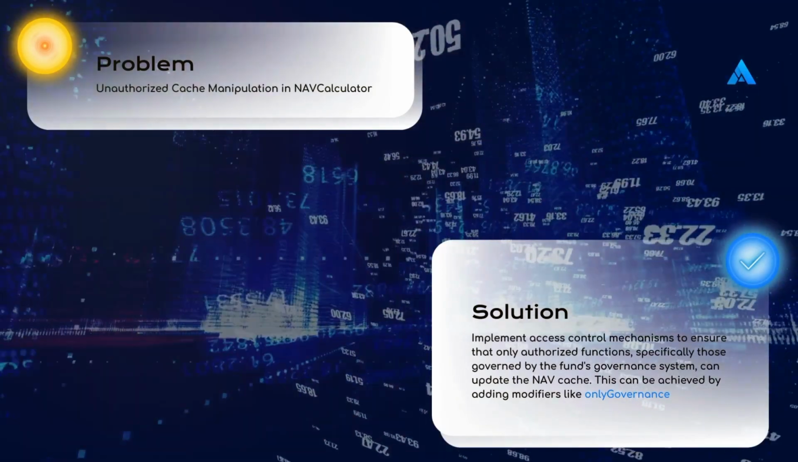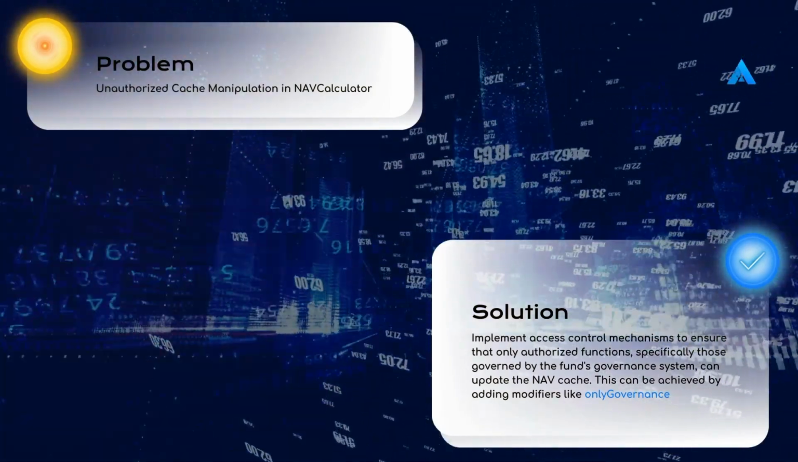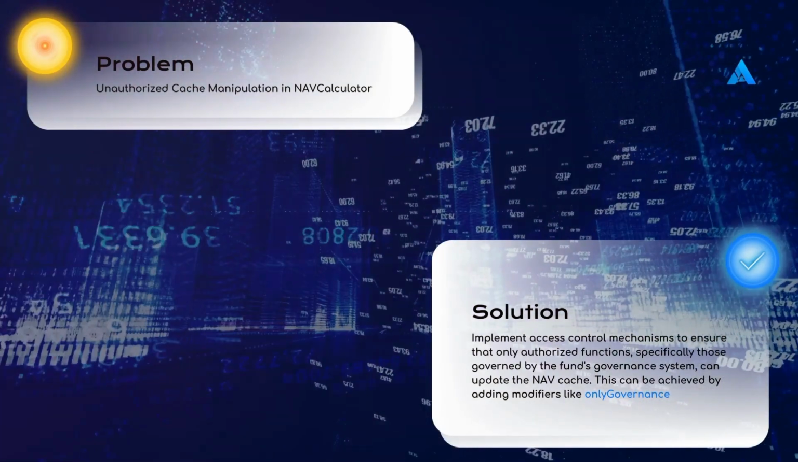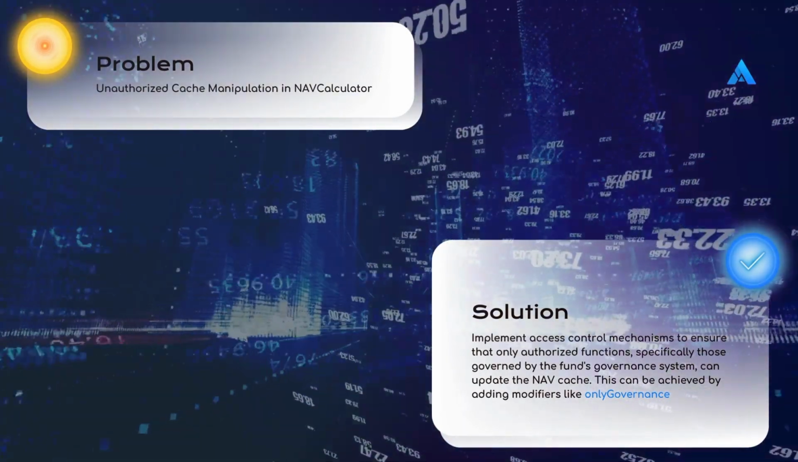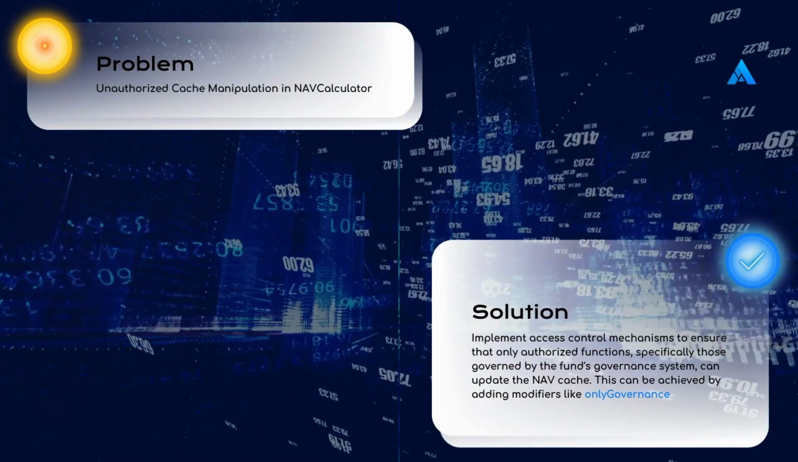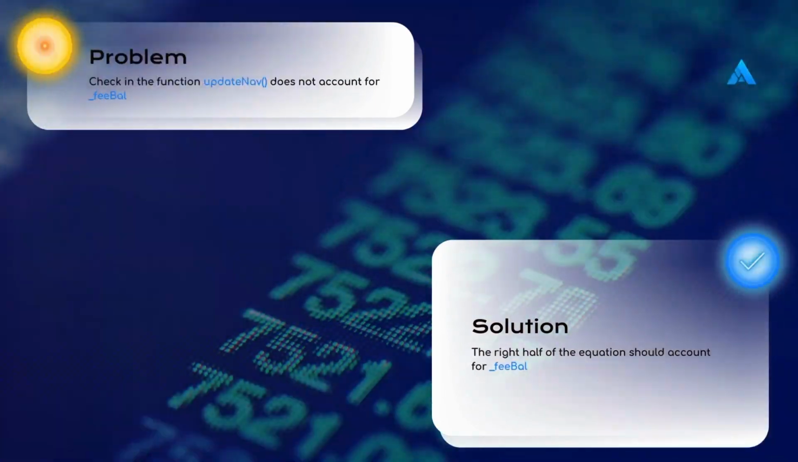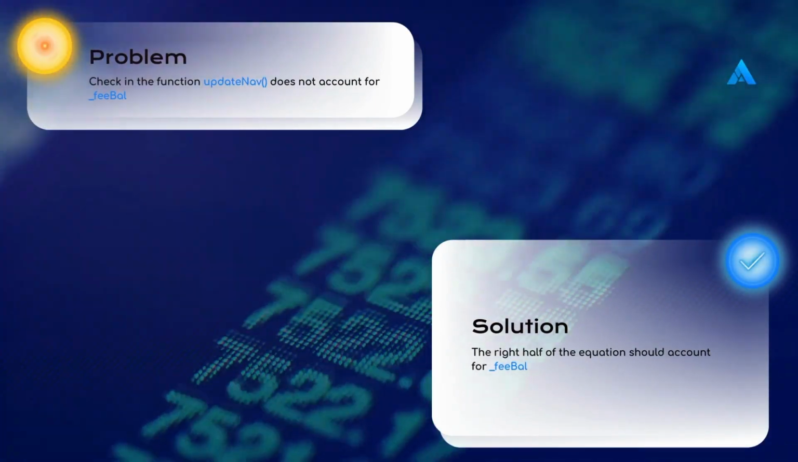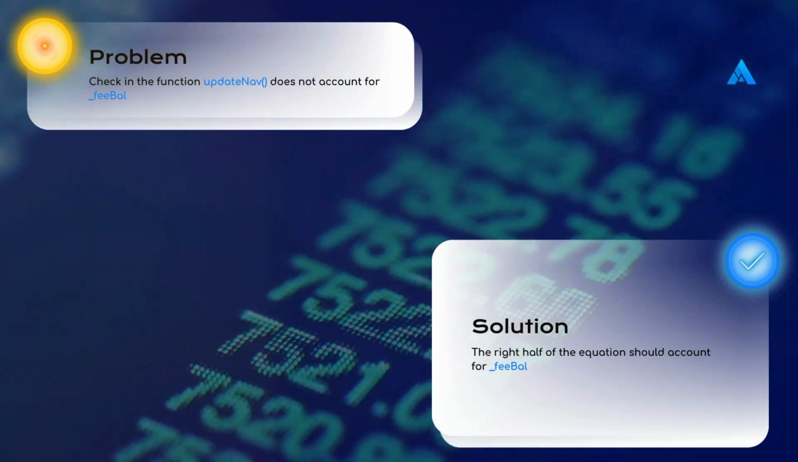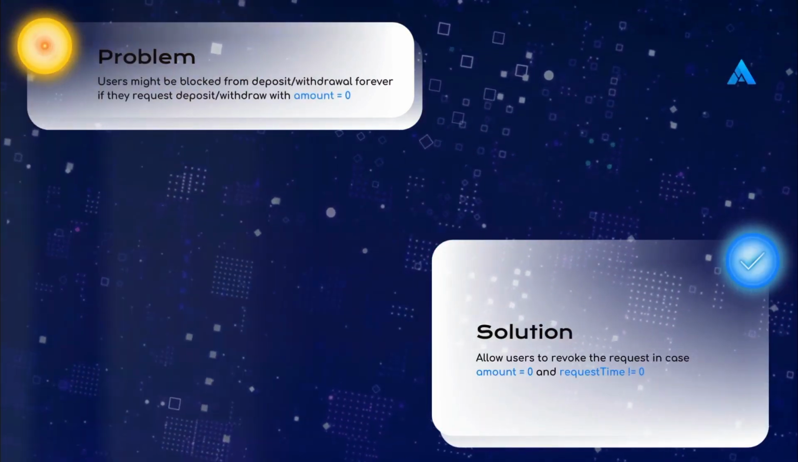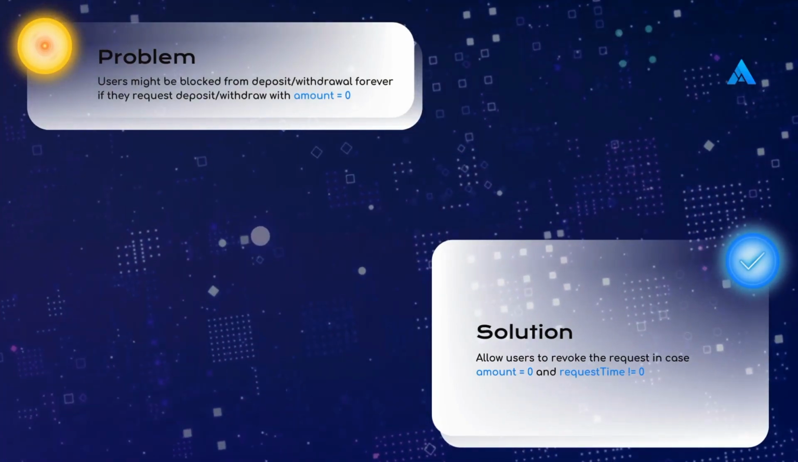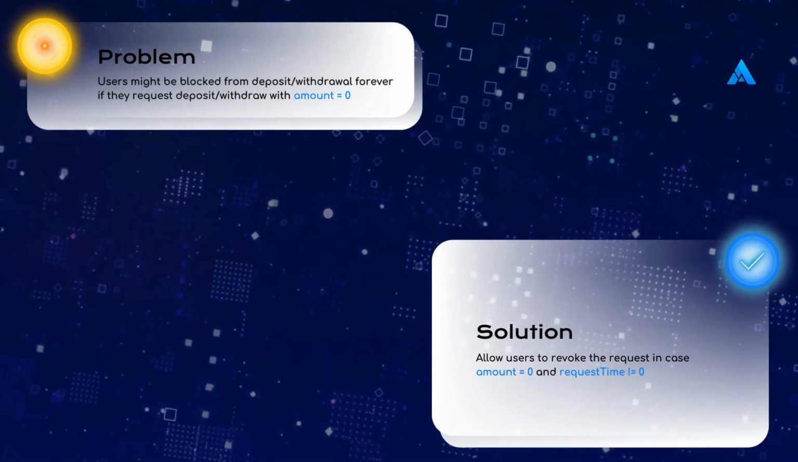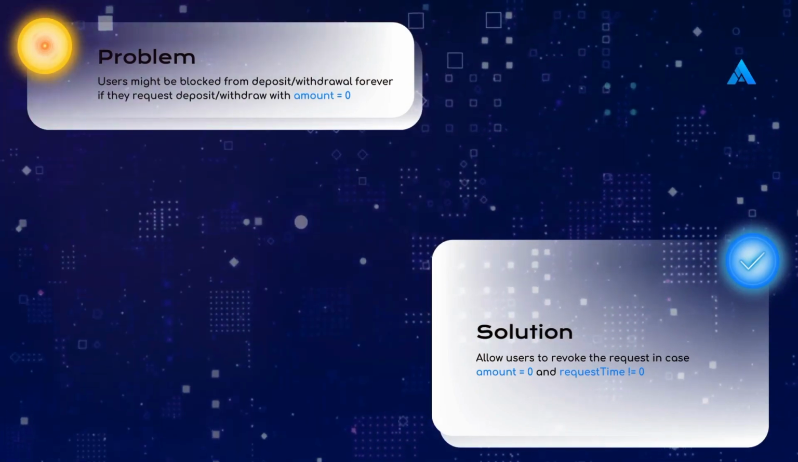Implement access control mechanisms to ensure that only authorized functions, specifically those governed by the fund's governance system, can update the NAV cache. This can be achieved by adding modifiers like onlyGovernance. The check in the function update NAV does not account for fee balance. The right half of the equation should account for fee balance. Users might be blocked from deposit withdrawal forever if they request deposit withdrawal with amount = 0. Allow users to revoke the request in case amount = 0 and request time = 0.